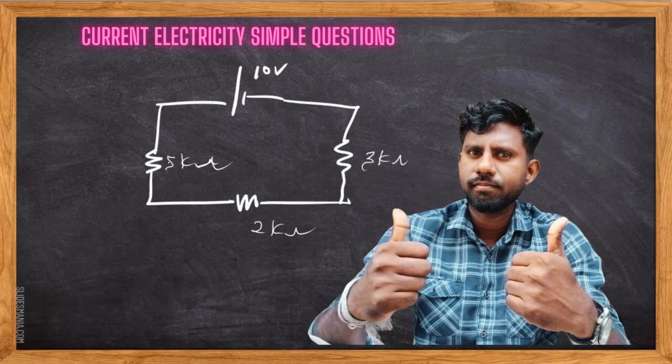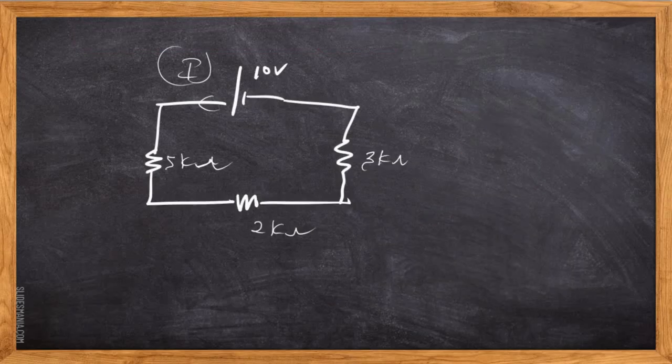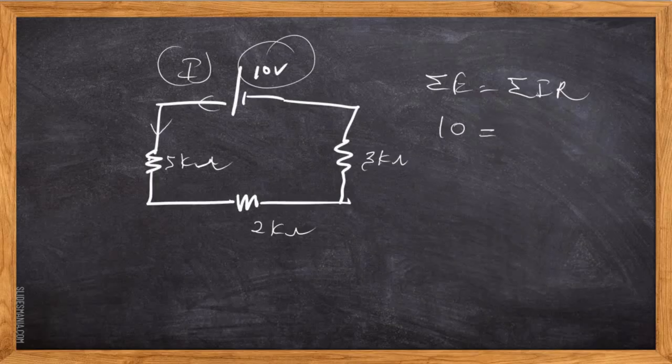Try to find the current through this circuit, basically I. What you have to do is apply sigma E equals sigma IR, that we call Kirchhoff's law. So 10 volt, sigma E is 10, and I is the current. All these three resistors are in series. You can see them one after the other: 5 kilo ohms, then 2 kilo ohms, then 3 kilo ohms. All the current going through is the same, so these three resistors are in series.